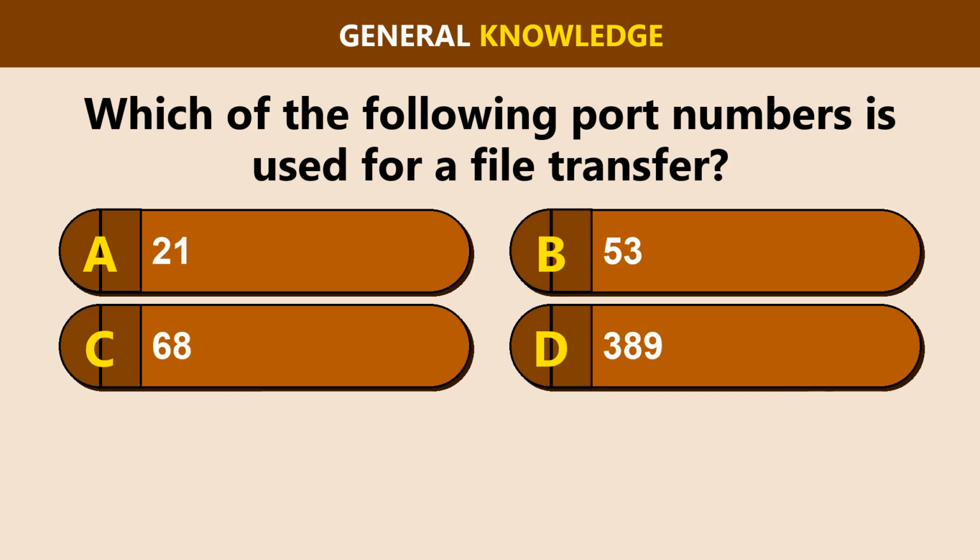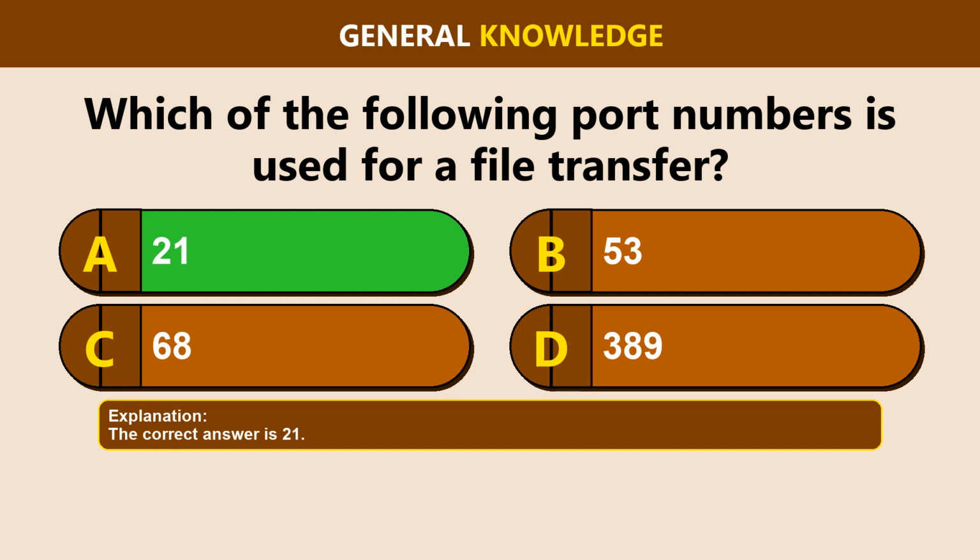Question 64. Which of the following port numbers is used for a file transfer? Option A 21, option B 53, option C 68, option D 389. The correct answer is option A, 21.